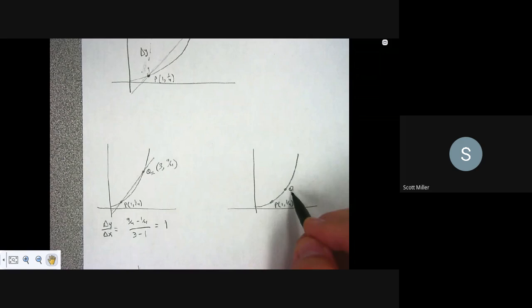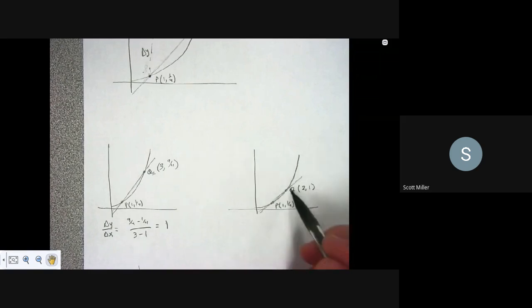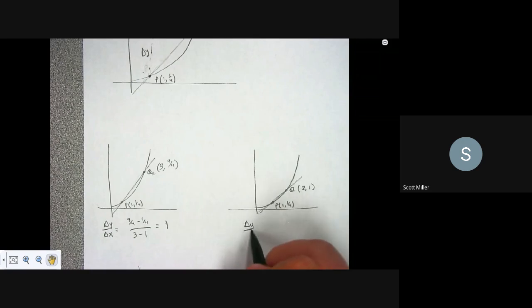Let's move Q closer, even still. So here, I'm going to move Q to the point (2, 1). So now I have Q getting closer. There's the secant line. You can see that the slope is changing. Okay? It doesn't seem as steep as this one was over here. Let's take a look and see what happens. So again, the change in the y over the change in the x. And then it'd be y2 minus y1 over x2 minus x1. And if I work this out, I'm going to get the slope 3/4. So you can see that the slope is getting smaller.